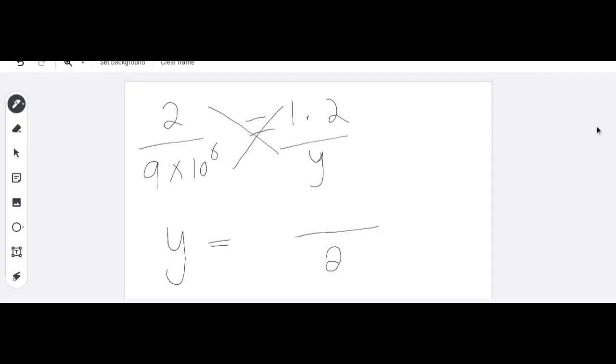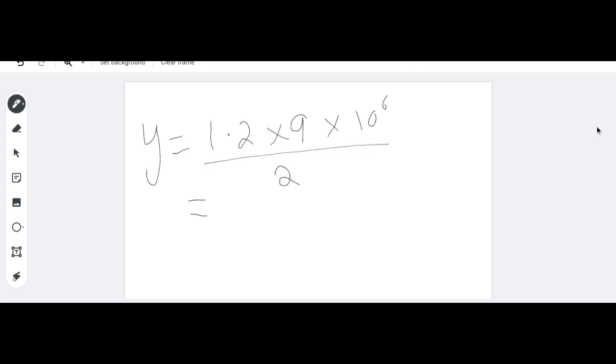And what do we have to do for this? This is divided by the 2, so it will be multiplied with 1.2. So it is 9 multiplied by 10 power 6 multiplied by 1.2. Now you don't have to do any calculation with 10 power 6. I will separate it. You just have to do this: y is equal to 1.2 multiplied by 9, and give me the answer.